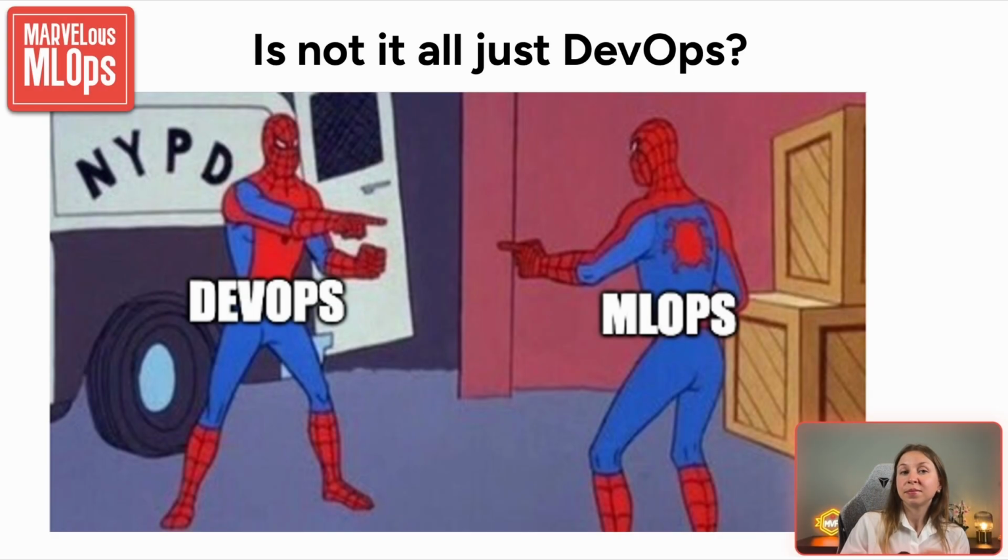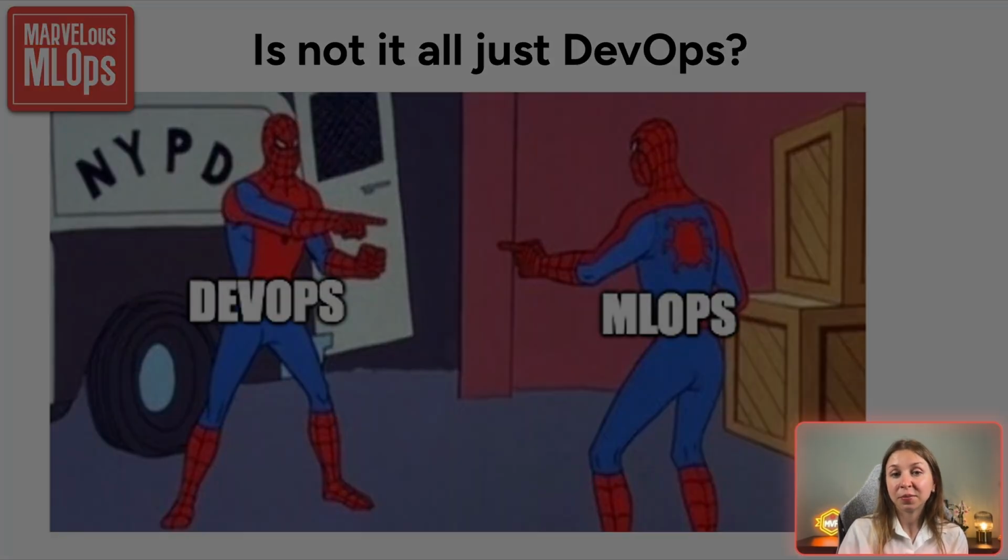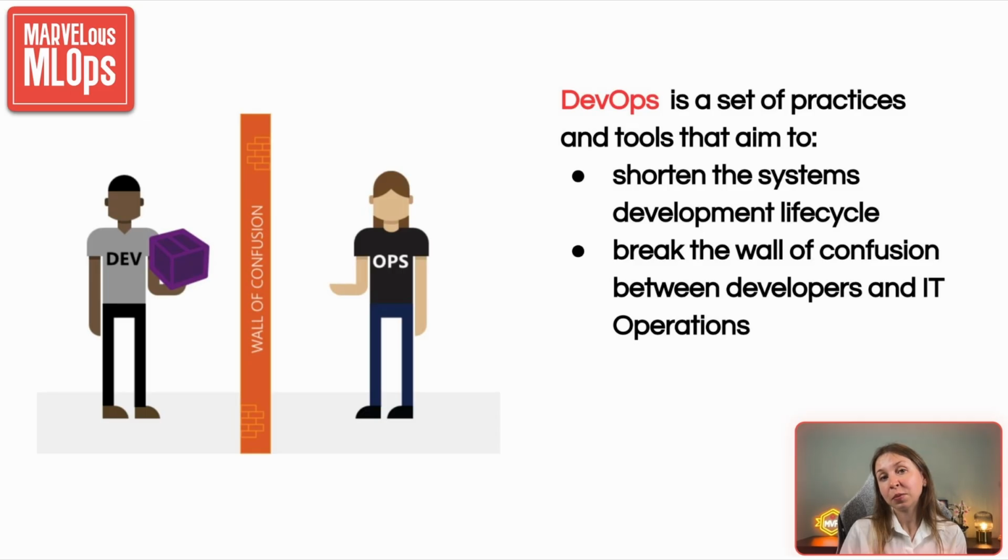But wait, what I covered, isn't it all just DevOps? The same tools, the principles are overlapping. What's so special about MLOps then? So DevOps is a set of principles and tools that aims to shorten the development lifecycle and break the wall of confusion between developers and IT operations. The idea is that the same people who develop the software must be able to maintain it in production.